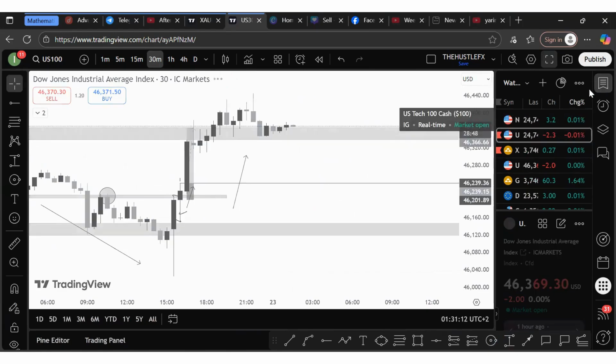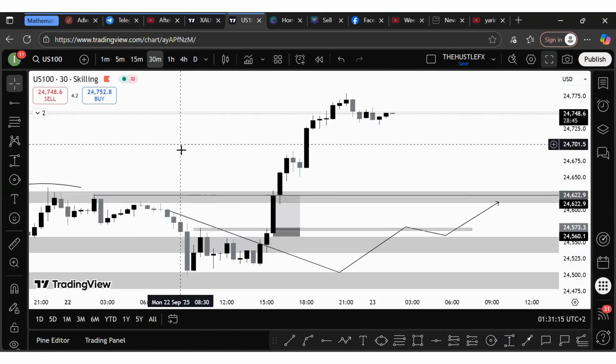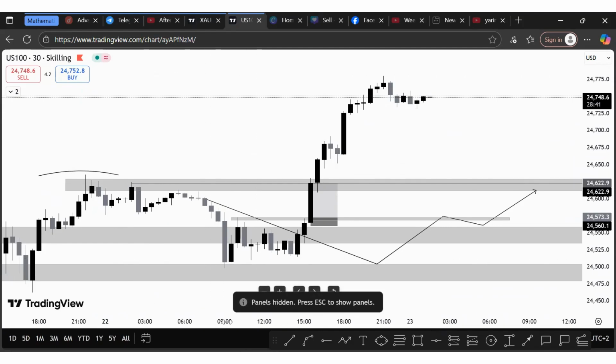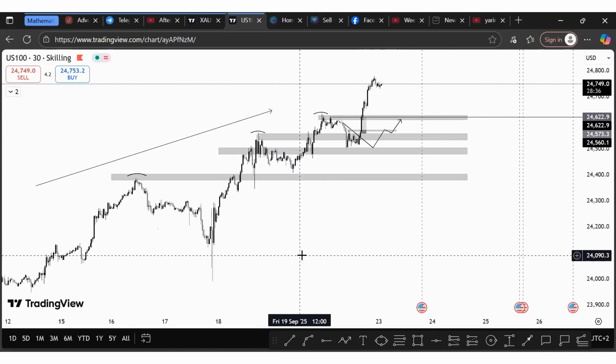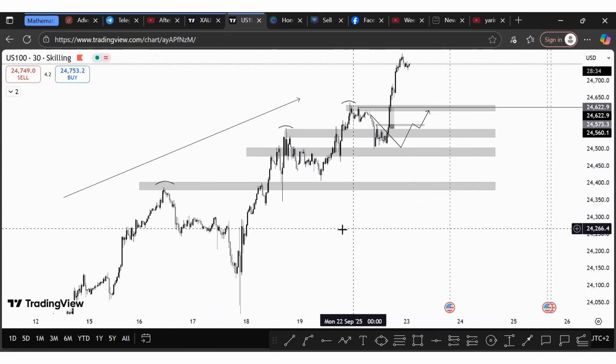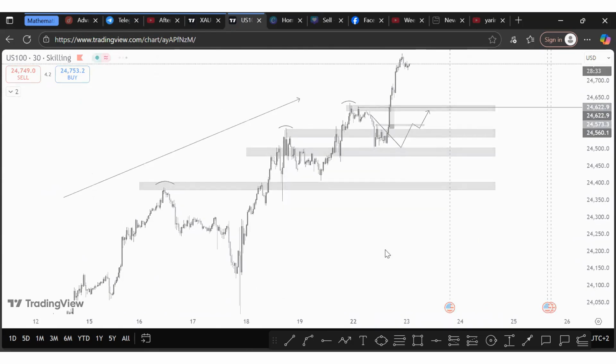Pretty much. But then we had the Nasdaq trade also that we took. It's more or less the same thing with Nasdaq. I will explain it also. Let's start from the 4 hour.